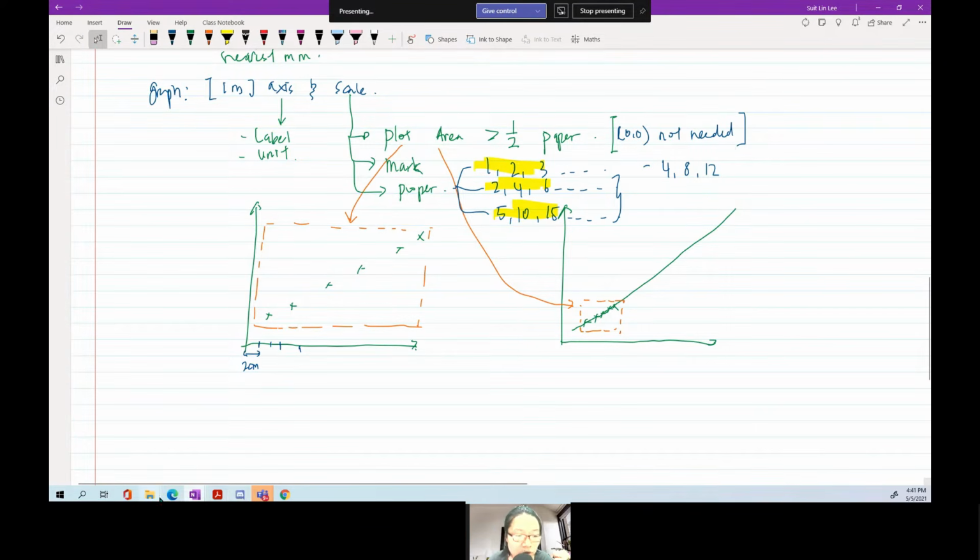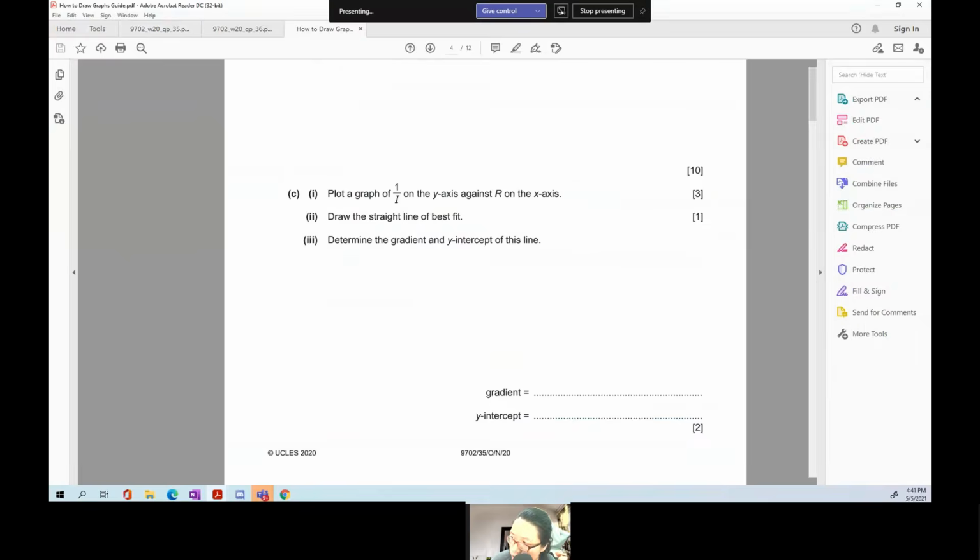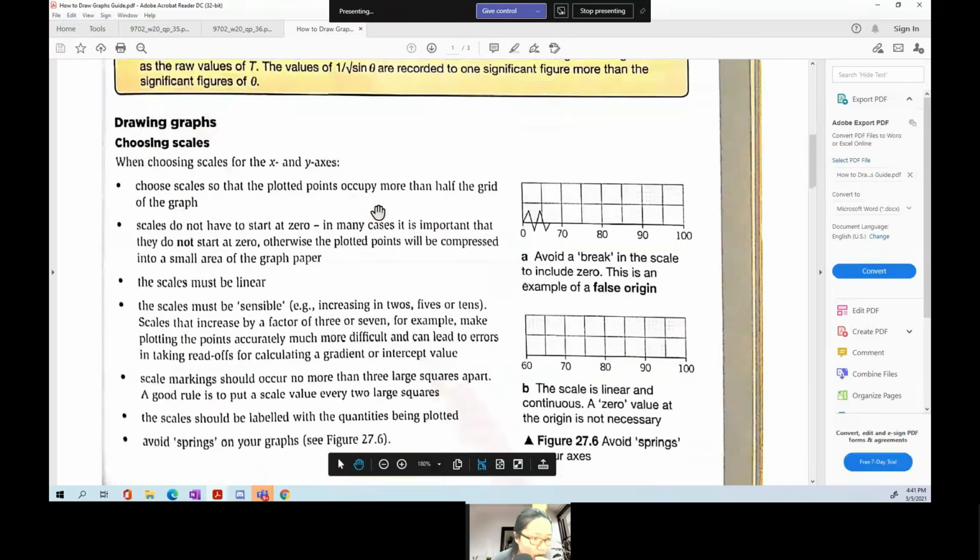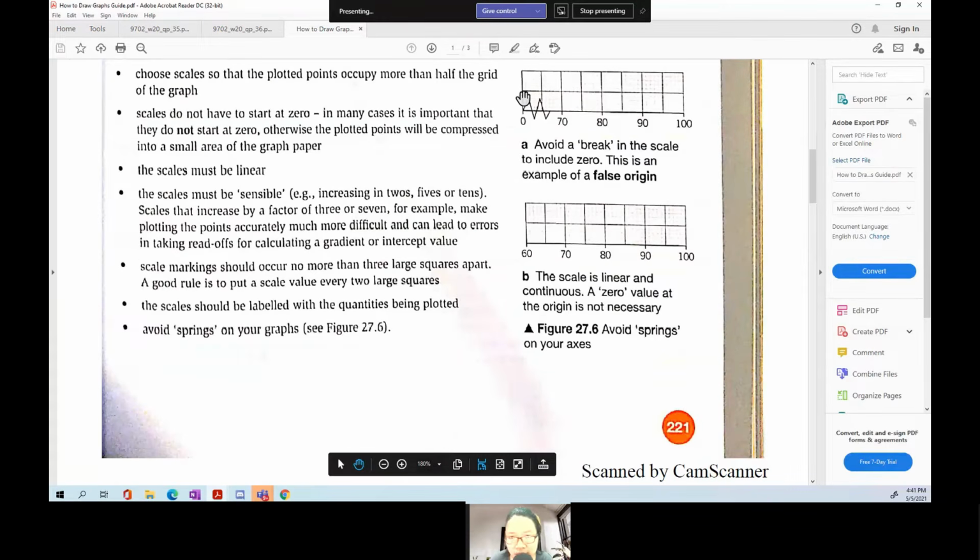Okay, so when you don't start from the origin, let's look at our notes. If we don't start from the origin, how do you draw that? If you go to your lab skill folder, there is a guide on how to draw a graph. You draw a graph this way.